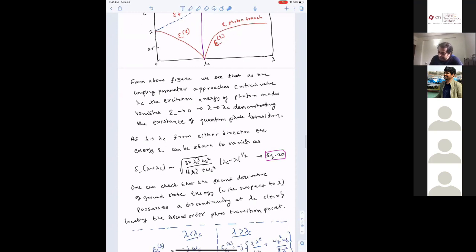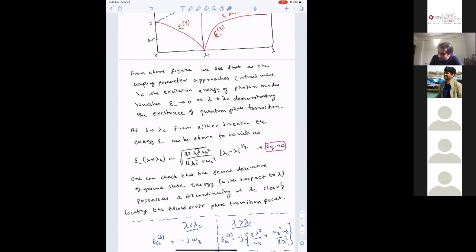So it can be shown, and this is somewhat related to Anupam's question, that you can also ask how it goes to zero. It turns out that whether you come from this side or this side, it goes as the square root of the modulus of lambda minus lambda critical. So it goes as power half. In this case, does only one excited state vanish, or does the whole spectrum become continuous, or is it just the first excited state that vanishes?